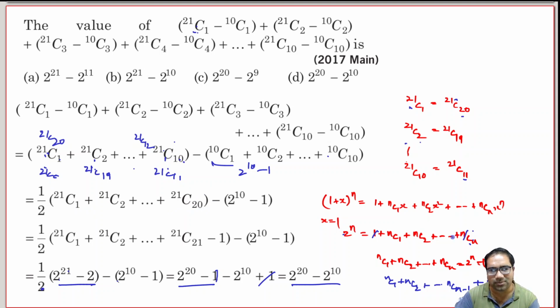Here 1 plus x whole power 21 will have 22 terms. Now we have 20 terms; the remaining two terms are 1 and 1. Instead of 22 terms, we are taking only 20 terms, excluding both the ones, the beginning one and the final one. So this becomes 2 power 21 minus 2.